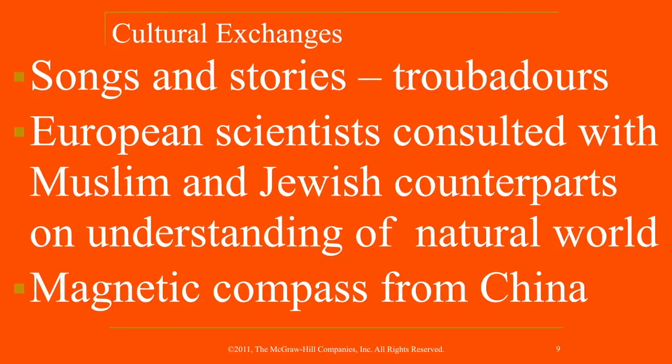European scientists consulted with Muslim and Jewish counterparts at this time, especially in the area of Spain, in Cordova. And they're starting to look around and say, wow, there's a lot that we don't really understand about the world, but we're willing to put aside some of our religious beliefs for the ability to negotiate and talk about what kind of documents you have from some of the older scientists who had done some work, specifically the Greeks and the Romans. And we're willing to go and trade books and scrolls and whatever we have to try and figure out some new ideas about science.